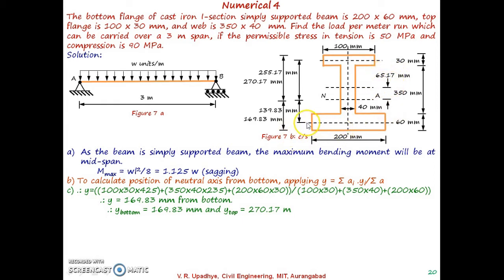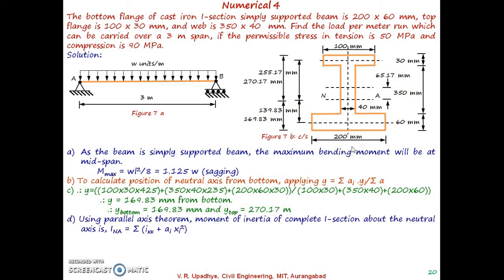And similarly, from bottom the neutral axis is at 169.83, and from bottom the centroid of the third area, that is the bottom flange, is at 30 mm. So from 169.83, if you deduct that 30, you get the distance between the neutral axis and the centroid of the third area. That distance becomes 139.83 mm. So all those calculations are done, and then this diagram is completed.